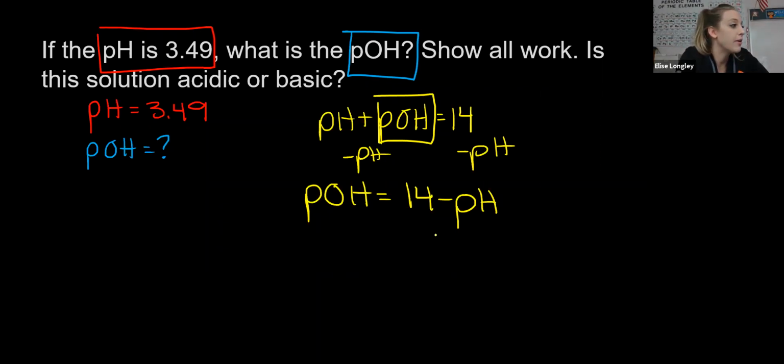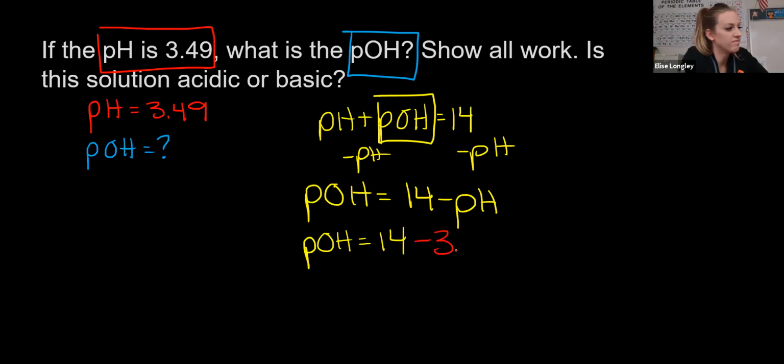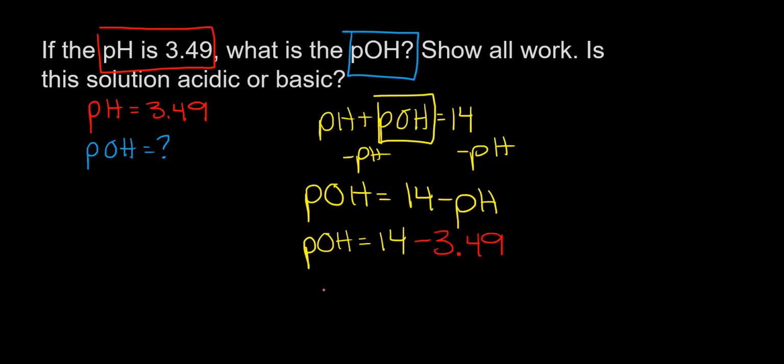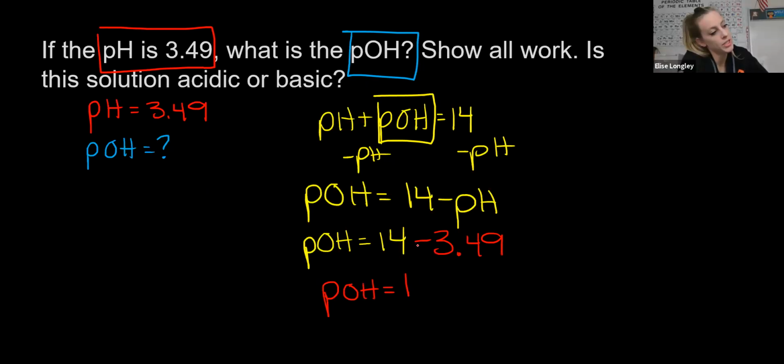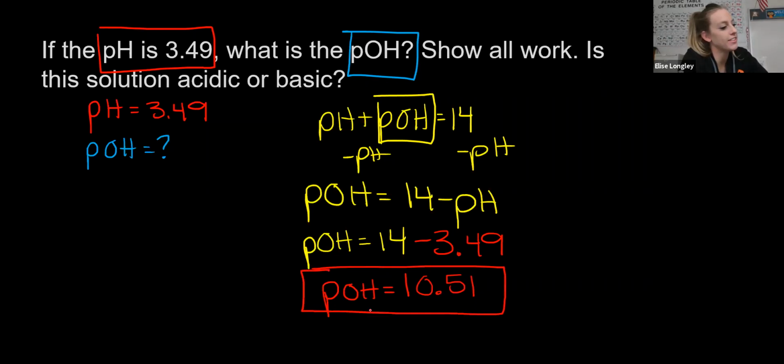Lucas, what do I do now? I have the formula. How do I solve? Well, now you plug in the pH value, which is 3.49. And what will that give you? That will give you 11.41. Almost. So 14 minus 3 is 11, and then I'm going 0.49. Oh, yeah. Sorry. Mental math games are fun. It's a good skill to have. pOH is 10.51.